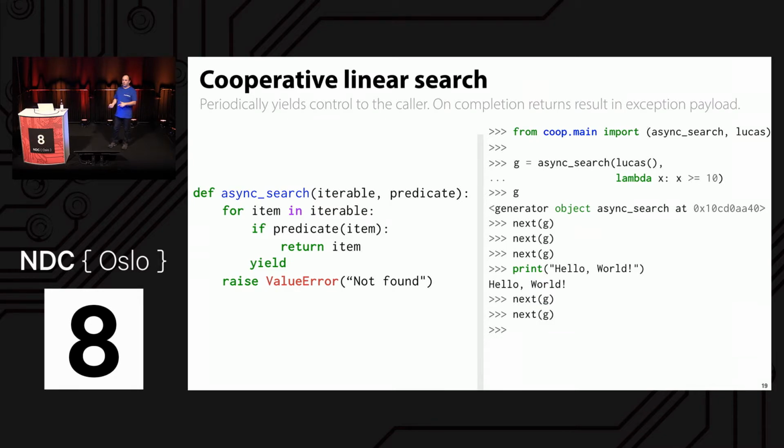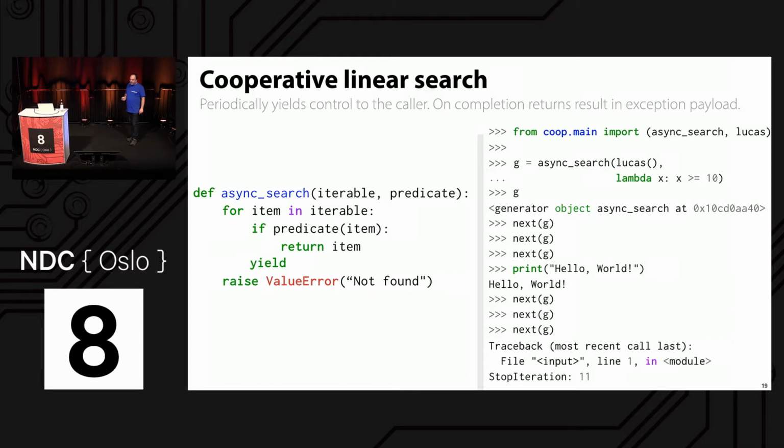Now I'm printing hello world and running a search. And we can keep advancing the search with more calls to next. And then eventually, next will raise a stop iteration exception. And stop iteration is how Python programs signal that an iterator has reached the end of the data. It raises an exception called stop iteration.